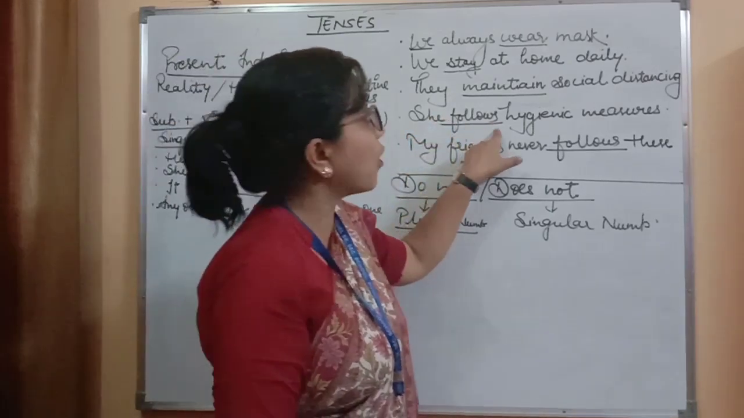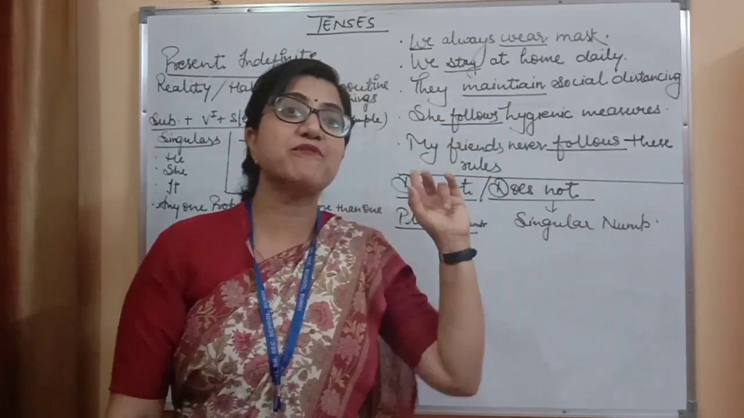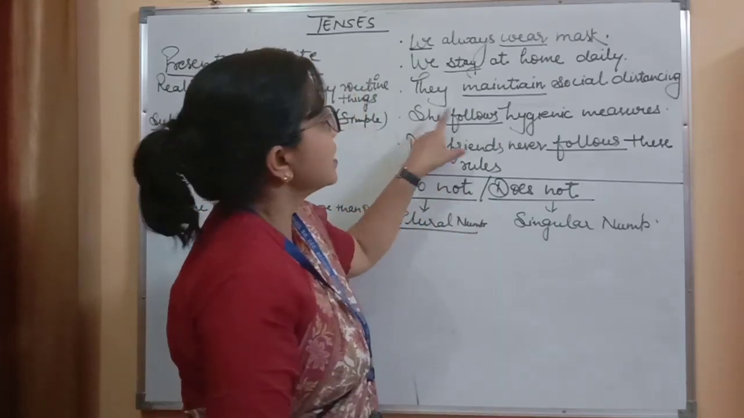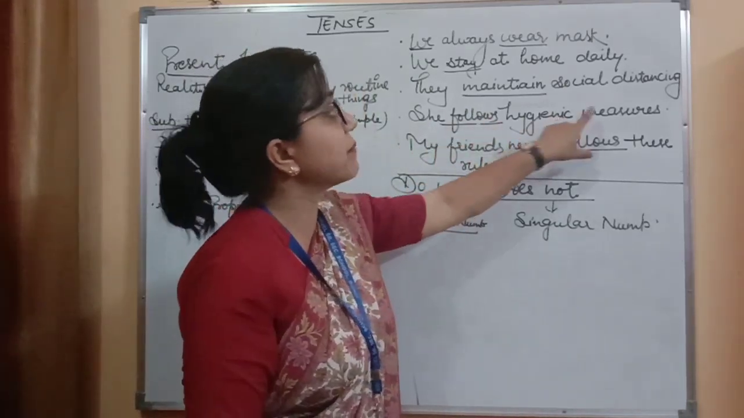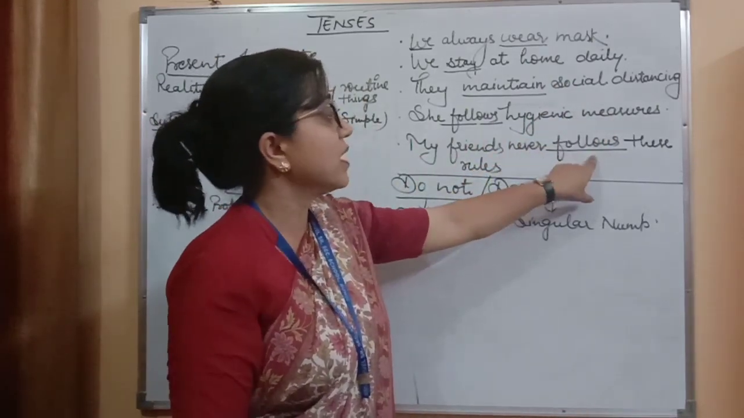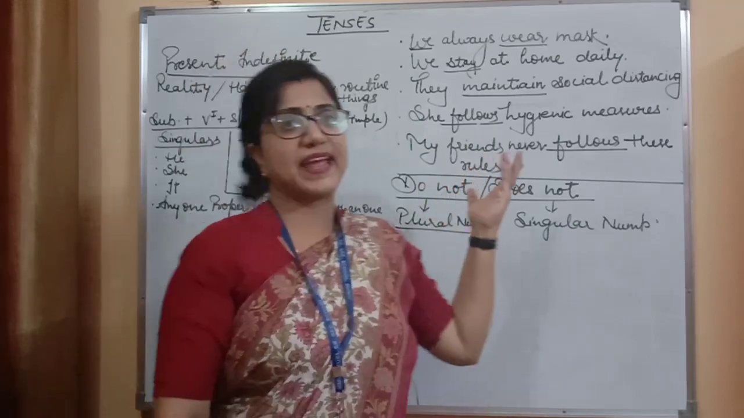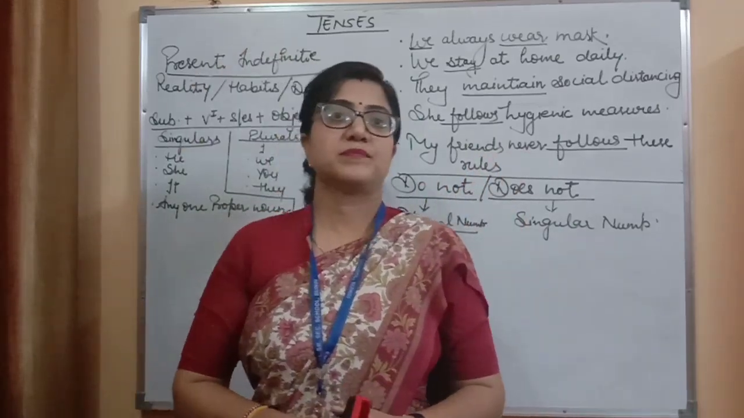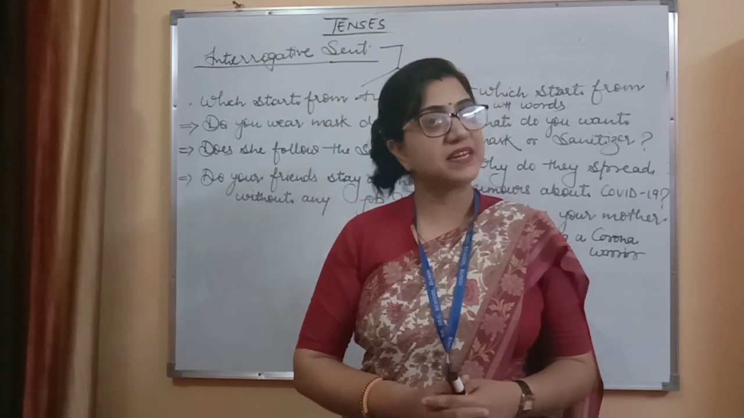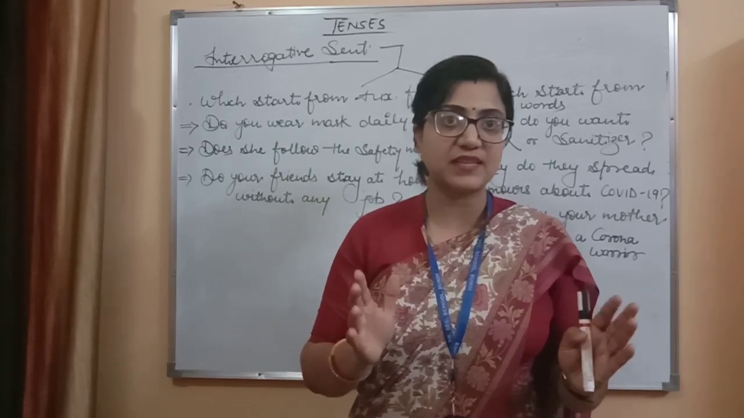She doesn't follow, not follows, because we have already used does here. She doesn't follow hygienic measures. Next, my friends never follow. Right, here it's called negative. Students, now the simple sentences and negative sentences, you got everything.